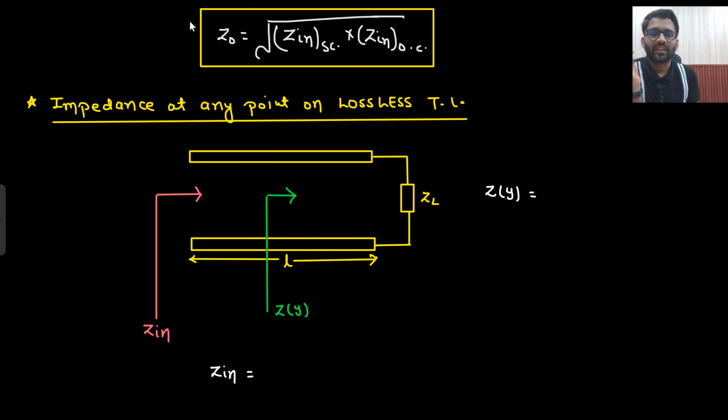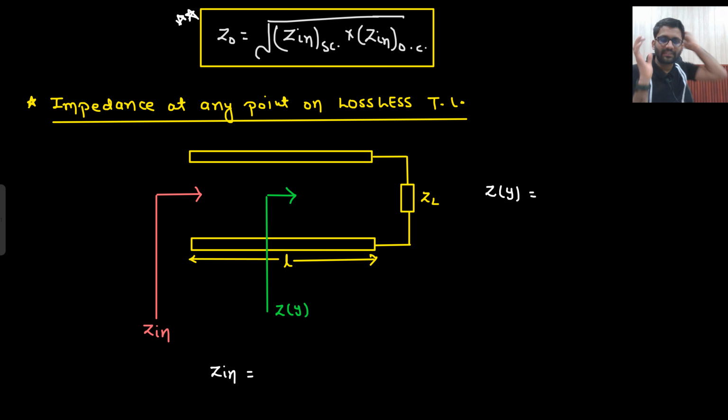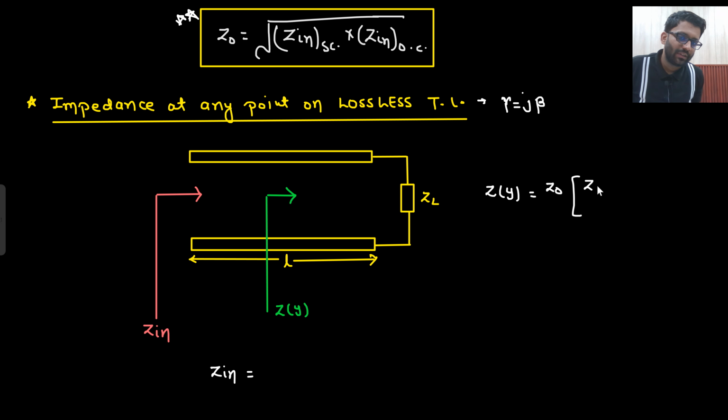A lot of times questions have been asked on this particular formula. This I have written for any general transmission line. Now we will derive the same things for a lossless transmission line. What is the formula of impedance at any particular node on a lossless transmission line? For a lossless transmission line, gamma equals j beta. So the formula is Z0 into ZL plus jZ0 tan beta L.